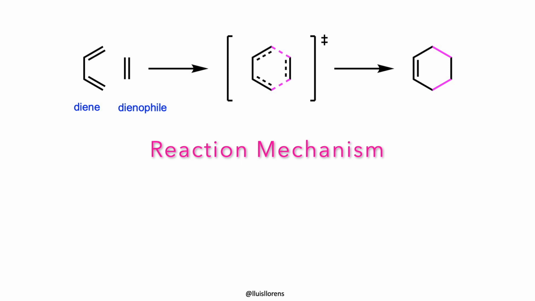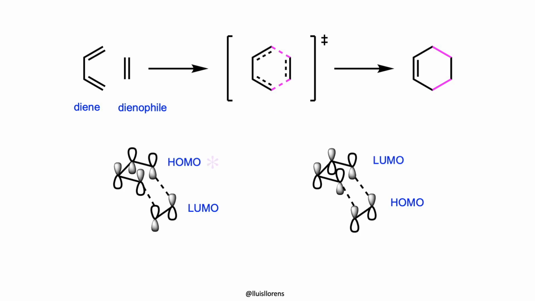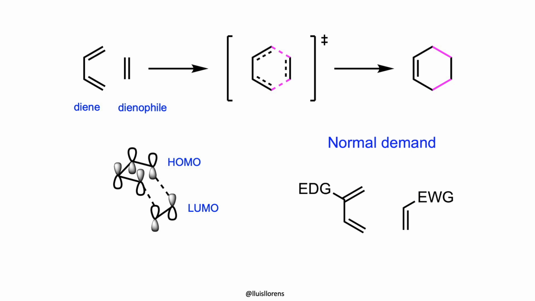The Diels-Alder reaction is a concerted pericyclic reaction that generates two new sigma bonds through a cyclic transition state where the HOMO of the electron-rich component interacts with the LUMO of the electron-poor one. Usually, the diene component is electron-rich and the dienophile is electron-poor.